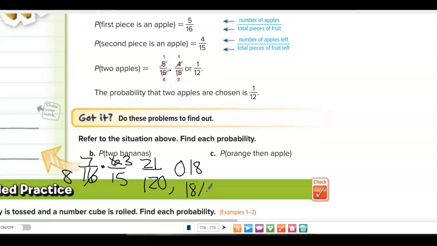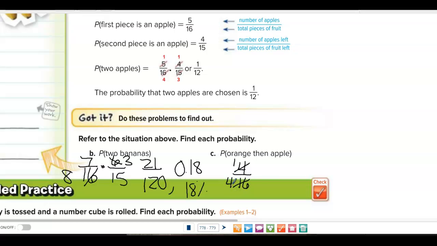Okay, so C is a little bit different. In C, we're restarting, so all our fruit's back in our basket. How many oranges do you have to choose from for the first draw? 4. Out of how many? 16. You can reduce that. What do you want to reduce it to, Levi? 1 over 4. Okay, so we divided the top by 4, got 1. We divided the bottom by 4, got 4.